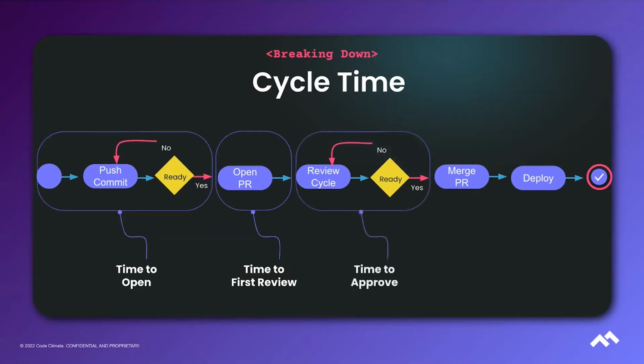The next one is time to approve, and it represents the time it took to approve the PR and how many cycles your team went through to get the check of approval. And ultimately, time to deploy: how long does it take for your approved PR to make it to production and get exposed to your end users?